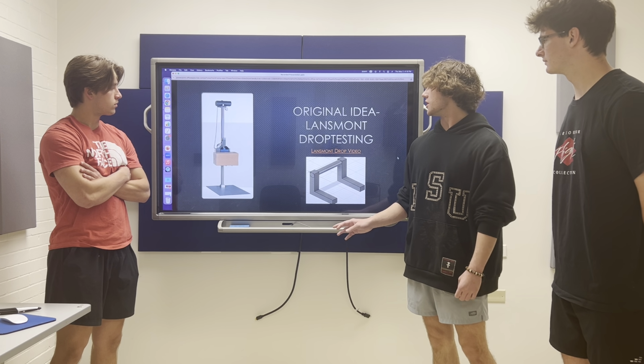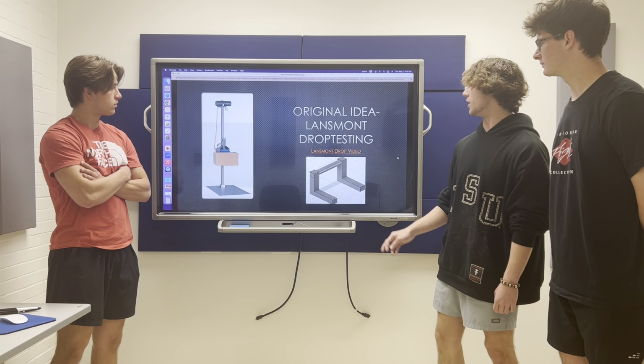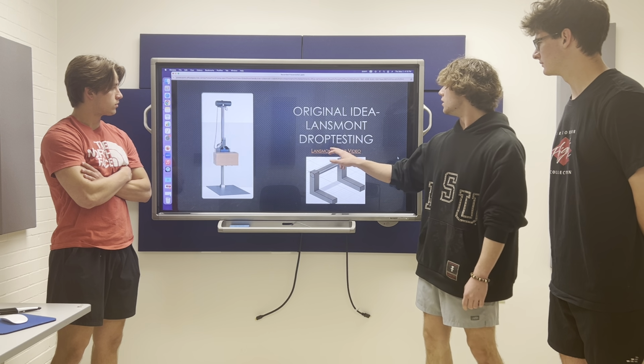For our design process, we first drew inspiration from a lance mount drop tester.